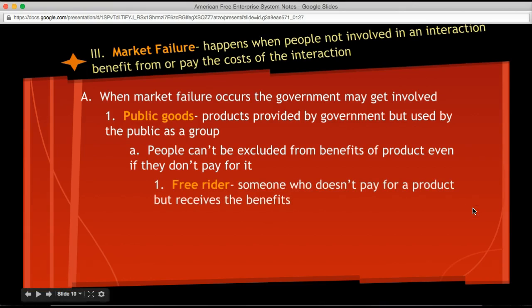So sometimes there will be people out there who don't pay for a product but still receive the benefits of that product. This is what we call a free rider. So a free rider is somebody who doesn't pay but still gets the benefits. A good example of this: fireworks. 4th of July. Who puts on fireworks? Who pays for those fireworks?